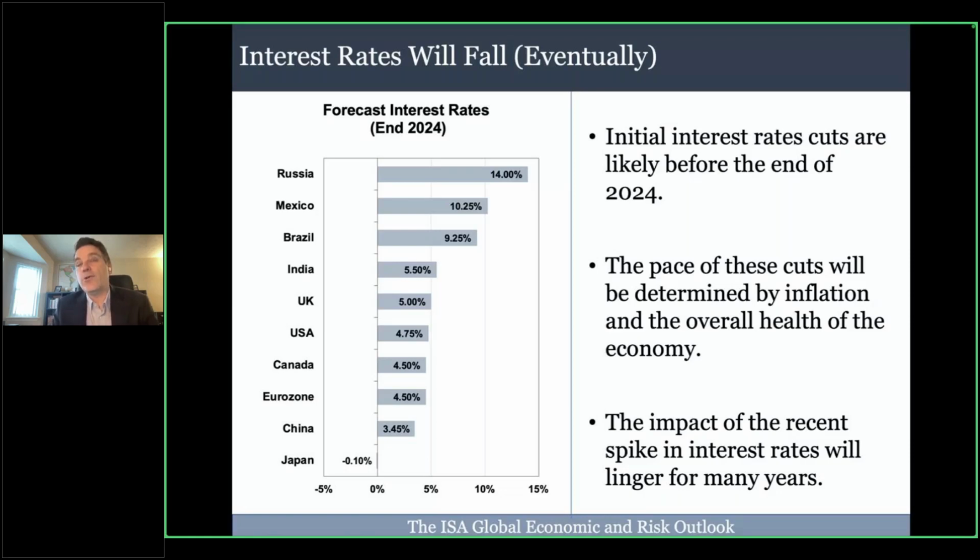We expect 2 25 basis point cuts, which would put us at 5% now in the latter part of this year. So we do expect interest rate cuts in the US to be delayed. We do expect them to be enacted in Europe and in Great Britain and in some other parts of the world because their economies are significantly weaker and because their inflation rates have come down somewhat. But in the United States, it's going to take a little bit longer.